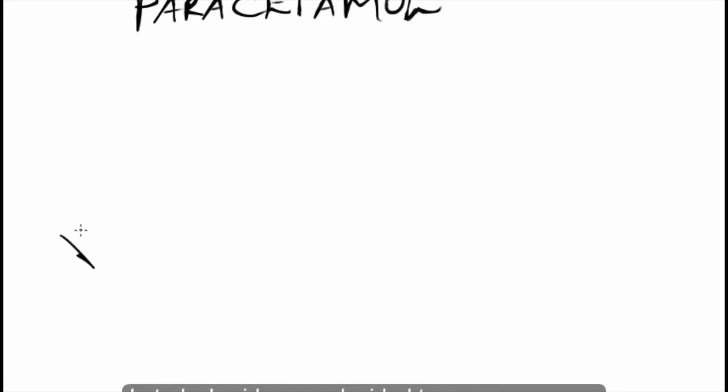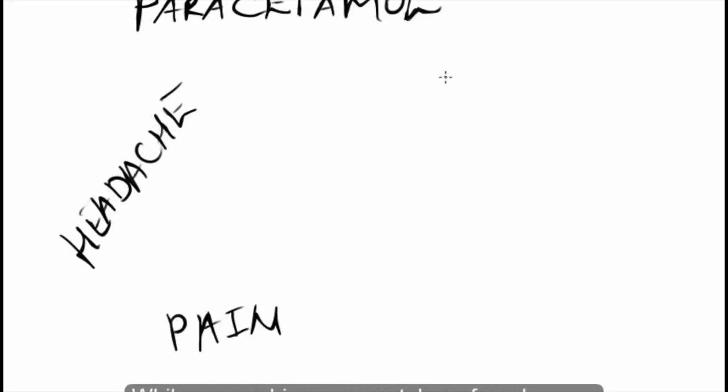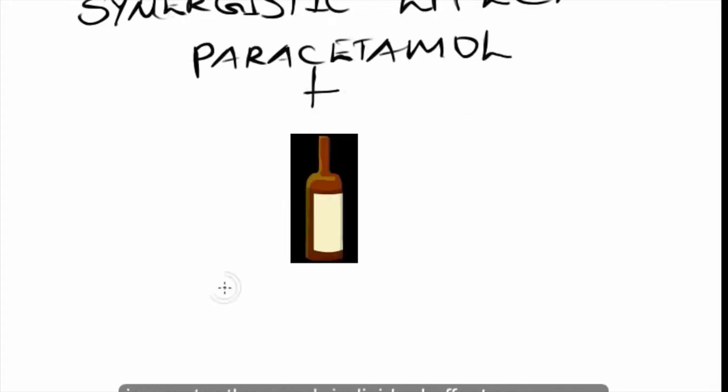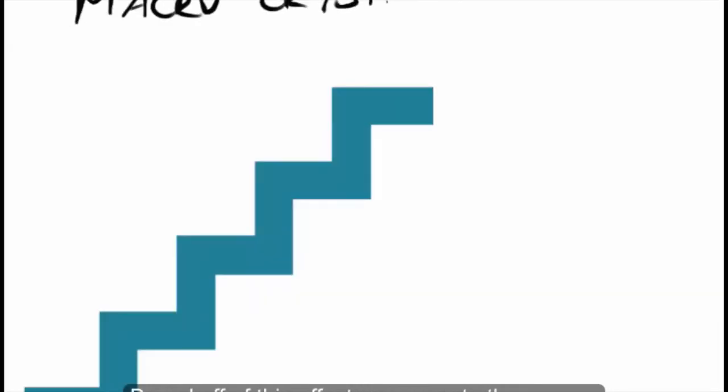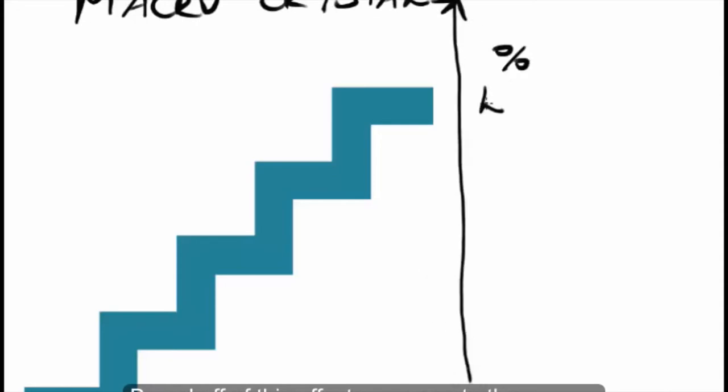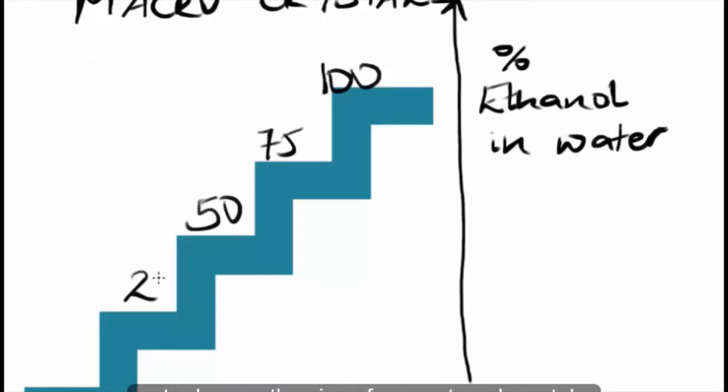We decided to grow paracetamol crystals, which is a pain reliever. While researching our crystal, we found something called the synergistic effect, which means that the combined effect of something is greater than each individual effect. For example, alcohol taken with paracetamol is hazardous. Based off of this effect, we came to the conclusion of examining the effect that varying the percentage of an alcohol, like ethanol, in water has on the size of paracetamol crystals grown.